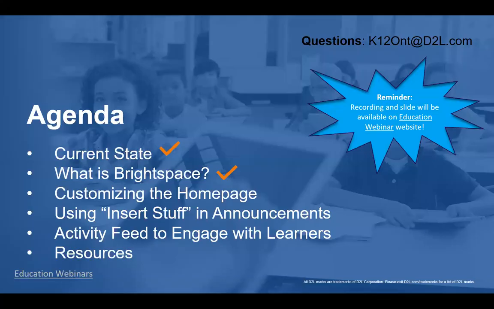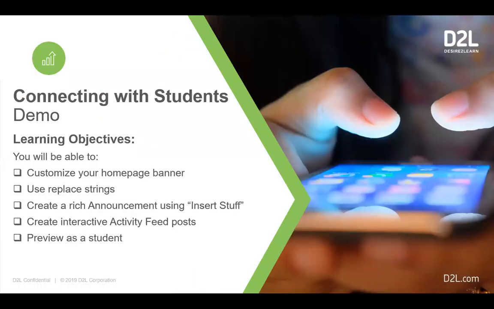Now we've finished what is Brightspace. So now we're going to move forward onto some of our demo pieces here. I just want to highlight what some of our learning objectives are going to be today. We're going to be looking at how we're going to customize that homepage banner. We're going to be using replace strings to do that, which is a neat way to personalize your space. We're going to create a rich announcement using some of the insert stuff features, an interactive activity feed post, and then I'm going to make sure that I show you how you're able to view this and check it as a student as well. So let's move forward here.